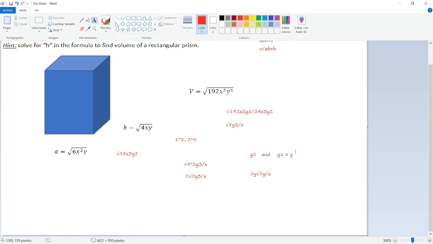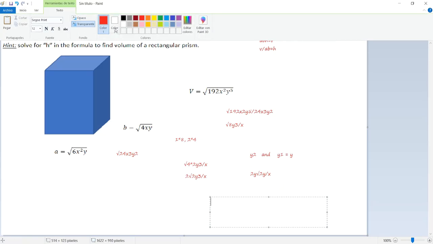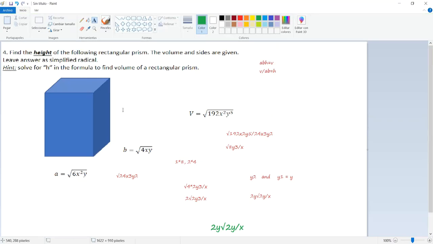And the final result of this problem is, let me write it over here, very pretty and in color. Here, green. 2y. Oh no. Okay. Just give me a second while I try to find a way to make it pretty and presentable. Okay. 2y times the square root of 2y between x. This is the final result, and this is the area, no, the height of the prism.